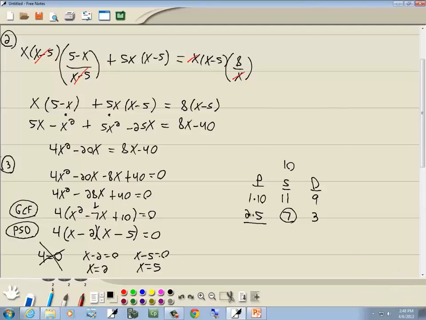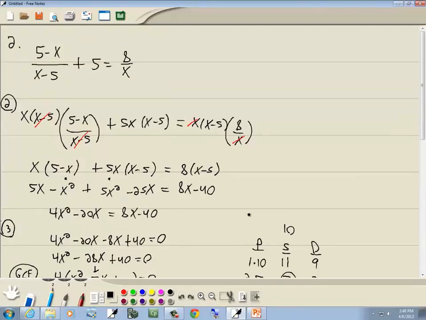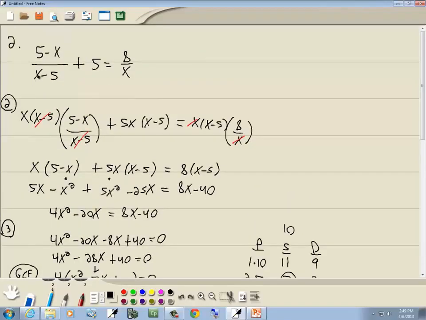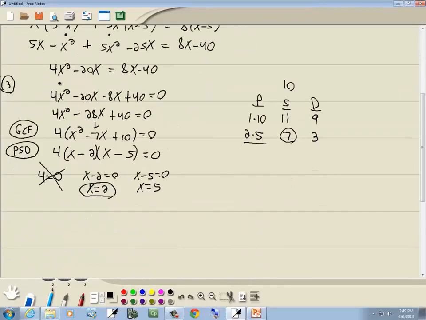Well, step 4, check your answers. If I take the 2, put it up in my original problem, 2 minus 5, that's not 0. If I put 2 here, it's not 0. So that one's fine. Now if I take x equals 5 and plug it back up here, if I put 5 in for x, I get 5 minus 5 in the first fraction here, which gives us 0. So this one causes a 0 in the denominator. So we're going to cross that one out. So our only answer is x equals 2.